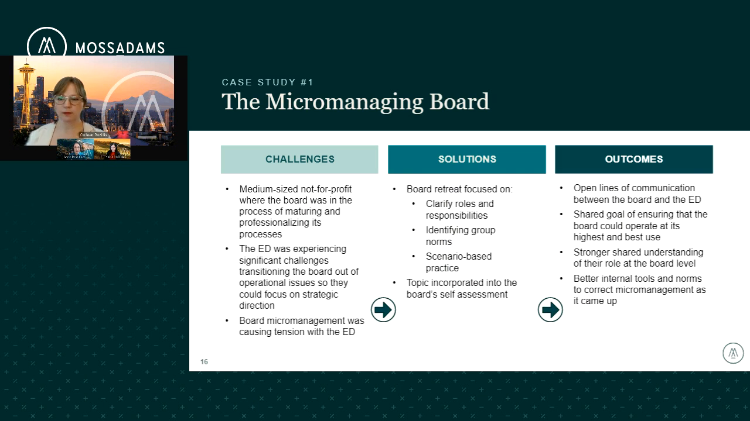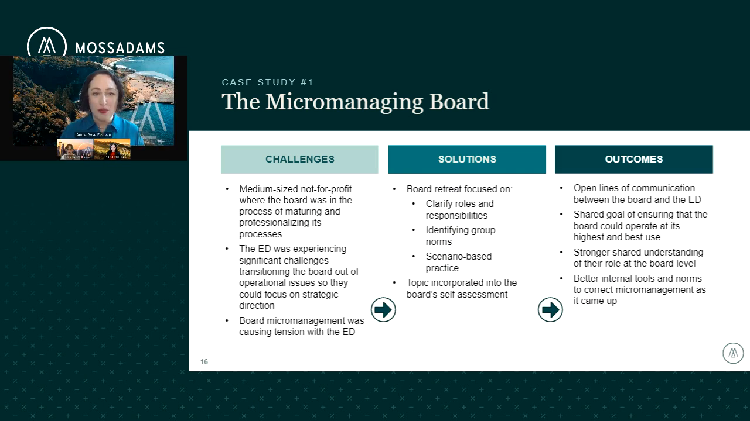So now that we've given that overview of general roles and responsibilities that we typically see, we wanted to share one that I think is a really common example that we see, where in this case, this was a board that really wanted to be in the weeds all of the time, basically. So in this instance, it was a medium-sized nonprofit. The board was transitioning out of being more of an operational board into more of a policy governance board, professionalizing its processes, in the process of maturing and trying to get to that next step.